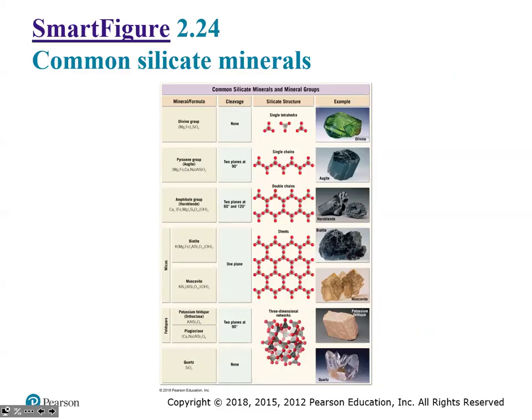Olivine will have no cleavage. If they're long chains, you'll get two planes at 90 degrees. This is the pyroxene group that's got magnesium, iron, calcium, and sodium with aluminum and silicon and oxygen. Lots of stuff in there.